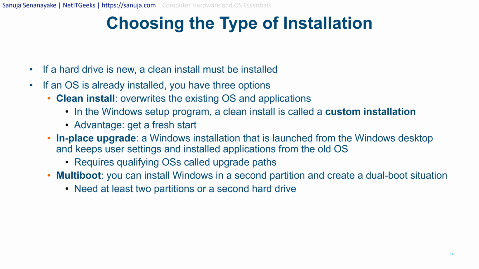Multi-boot: you can install Windows in a second partition and create a dual boot situation, which is also known as a multi-boot situation. You need at least 2 partitions or a second hard drive to do this. And you also need to have enough space on those hard drives in order for you to do these types of multi-boot systems. So keep that in mind when you are configuring multi-boot environments. You need to not only have the partitions created, but you need to make sure that each partition has enough space to take up those multi-boot installations.